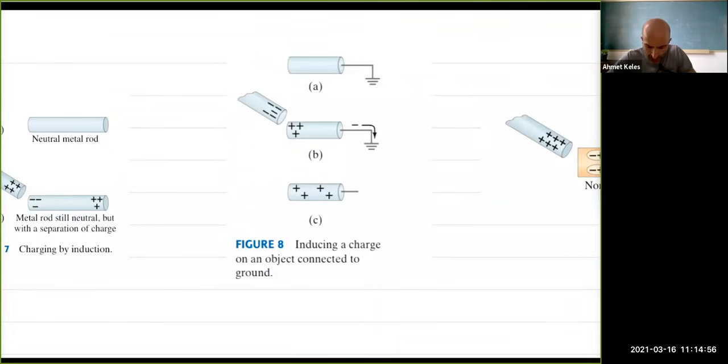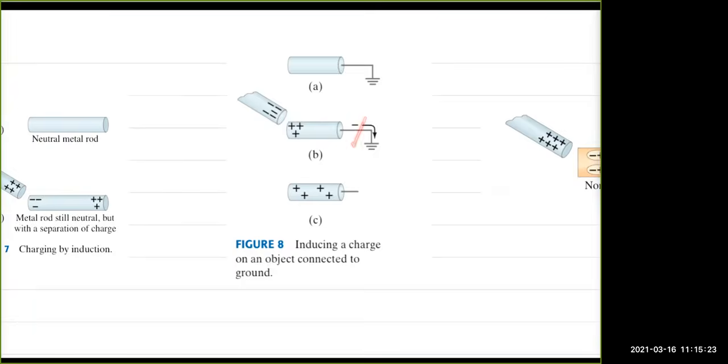metallic rod. We assume the ground is infinite, we call it a reservoir. It can provide any kind of charge in any amount. So when you connect, if there is any kind of charge, suppose you move this away, and suppose there's some charge, positive or negative. Since this ground can provide any kind of charge, it's going to be neutralized. And when you cut it, you just have a neutralized rod.